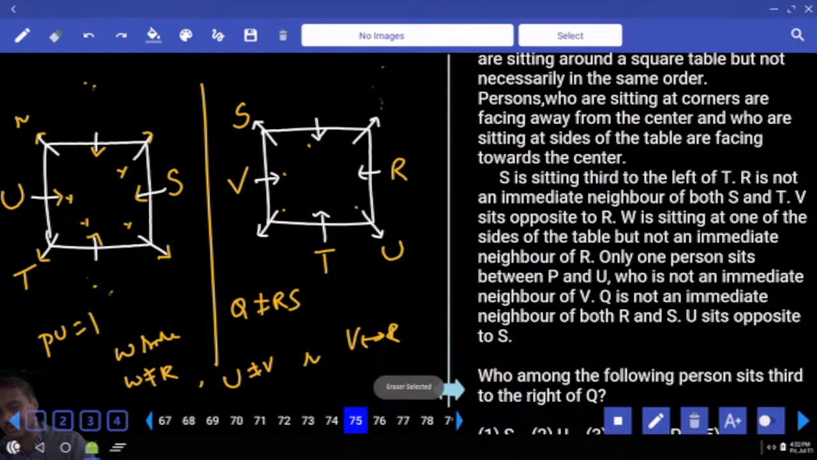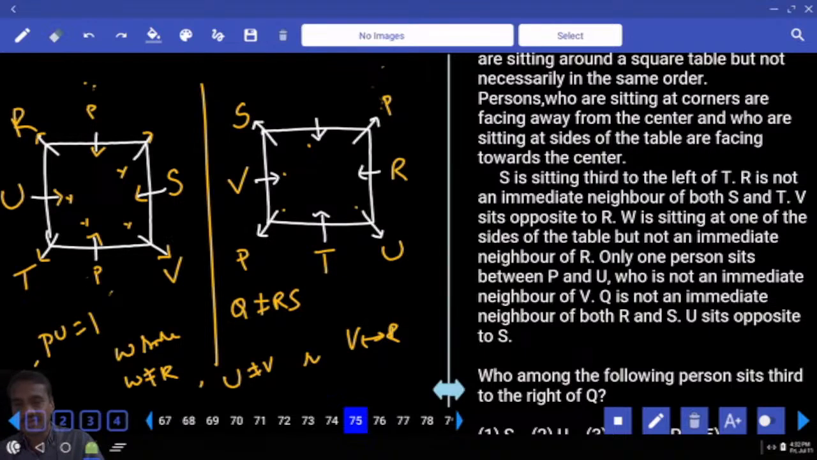Where R cannot be here, then where should R be? R must be at the corner. If R is here, opposite to whom? Opposite to V. Then P can be at any one of these places. Now where should P be? Between U and P there must be exactly one person. P can be either here or here, two possibilities.